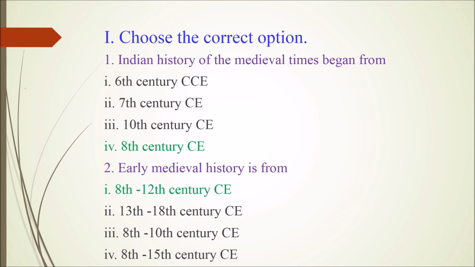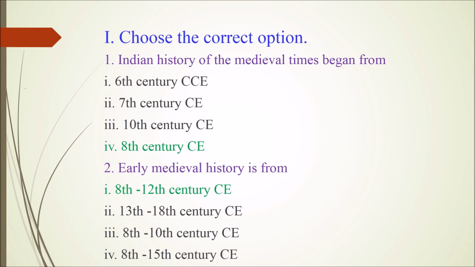Roman letter 1, choose the correct option. Question number 1, Indian history of the medieval times begin from option number 1, 6th century CE, option number 2, 7th century CE, option number 3, 10th century CE, option number 4, 8th century CE. So the answer is option 4, 8th century CE.